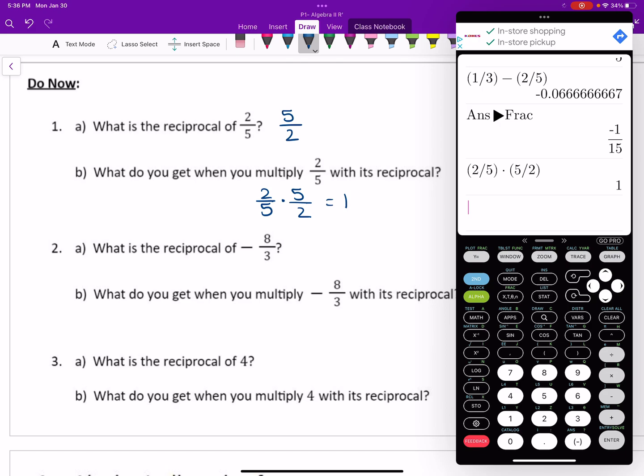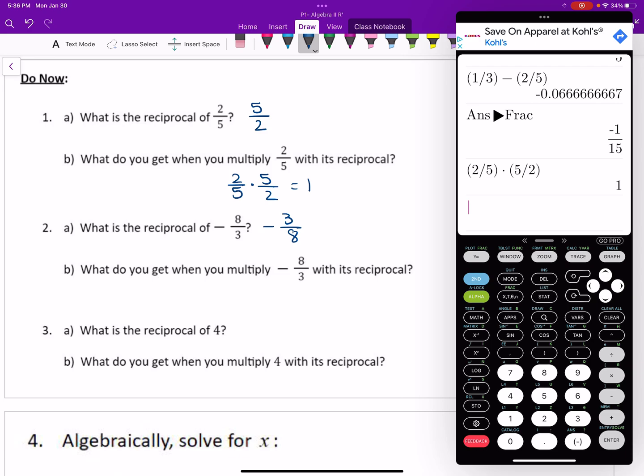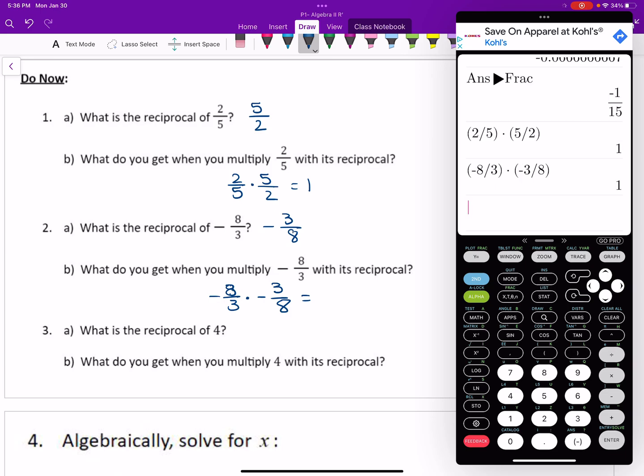So 2, what is the reciprocal of -8/3? Again, reciprocal, all you are doing is flipping the fraction. The negative stays negative, just like for number 1, the positive stayed positive. Now part B, what do you get when you multiply -8/3 with its reciprocal? Again, you could do it right on your calculator, but you should once again get 1.